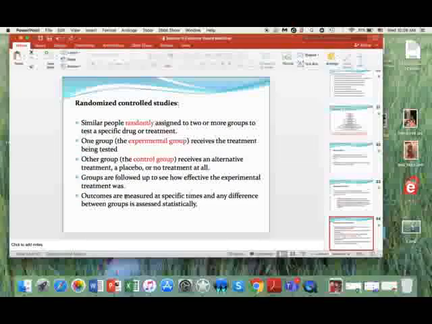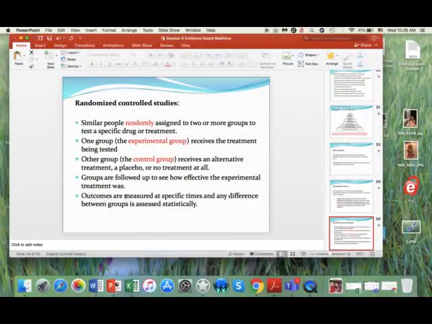So a randomized controlled study is where a similar group of people are randomly assigned to two or more groups to test a specific drug or a specific treatment. And so there's the experimental group. They receive the treatment being tested. There's the other group, the control group, that receives an alternative treatment. That might be a placebo.